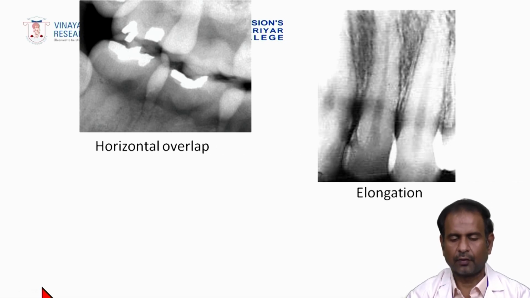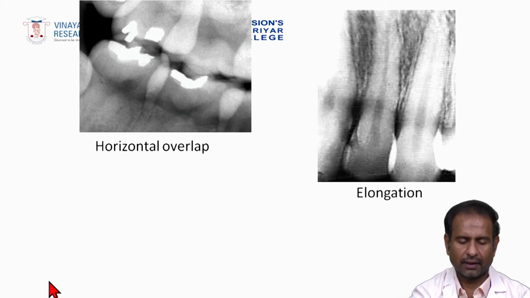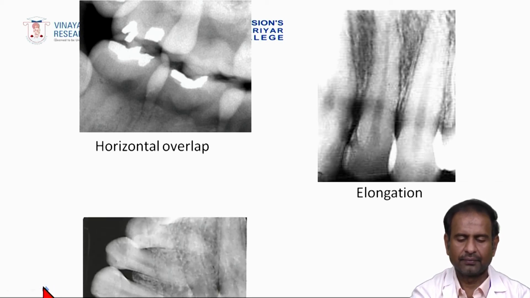This is horizontal overlapping. Incorrect horizontal angulation will cause a wedge-shaped radiopaque area seen in between the teeth. This is horizontal overlapping, incorrect horizontal angulation.